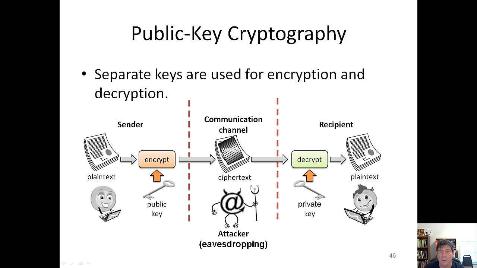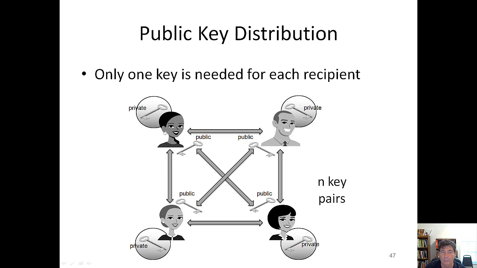Separate keys are used for encryption and decryption when you're talking about public key cryptography. This is where your plain text is encrypted using a public key, it goes over the communication channel, and then the recipient uses a private key to decrypt it. Public key distribution is where only one key is needed for each recipient.